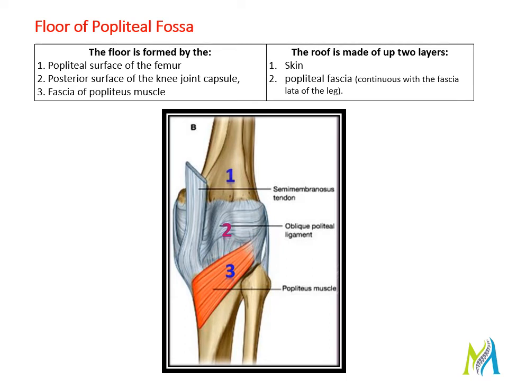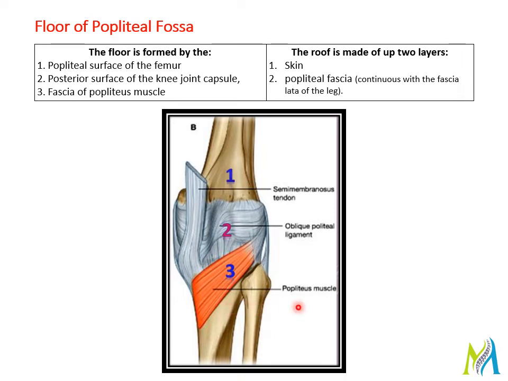Now, the floor of the popliteal fossa is formed by three structures, 1, 2, 3. The first one is the popliteal surface of the femur. So it is the bony part. The second part is the posterior surface of the knee joint capsule. So it is a ligamentous part. The third part of the floor is the fascia of the popliteus muscle. Now all these form a floor on which all the structures, including nerves and arteries, are passing. The roof is made up of two layers.